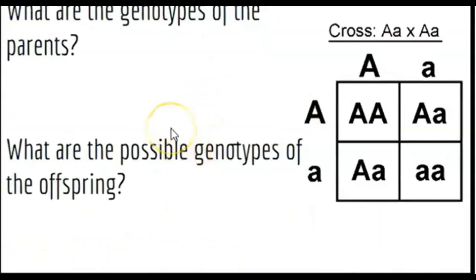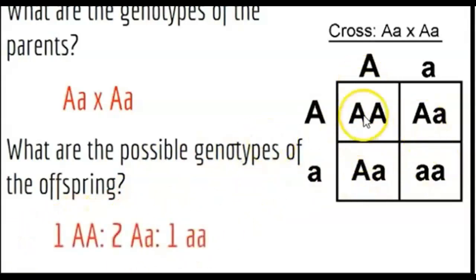So what are the genotypes of the parents? They are both heterozygous. What are the possible genotypes of the offspring? You're going to tell me the number of boxes that contain the different letter combinations. I have 1 box that is homozygous dominant, right here, capital, capital. I have 2 boxes that are heterozygous dominant, capital A, little a, capital A, little a. And I have 1 that is homozygous recessive, which is little, little.